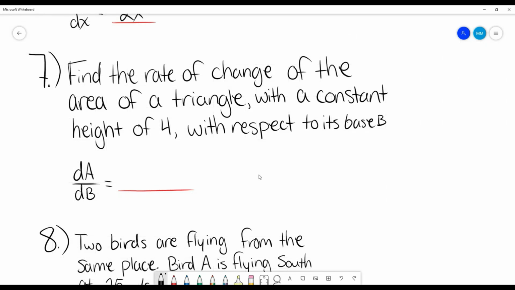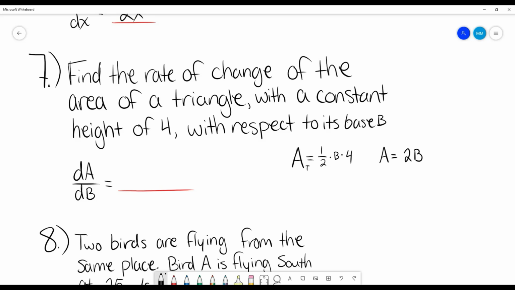It says find the rate of change of the area of a triangle with a constant height of 4 with respect to its base b. So, important for us to remember that the area of a triangle is going to be 1/2 times base times height, right? What they're telling us here is that the height of this triangle is 4, so we know it's got a constant height of 4.